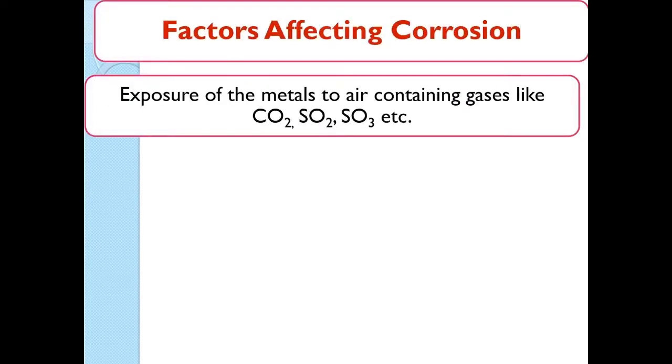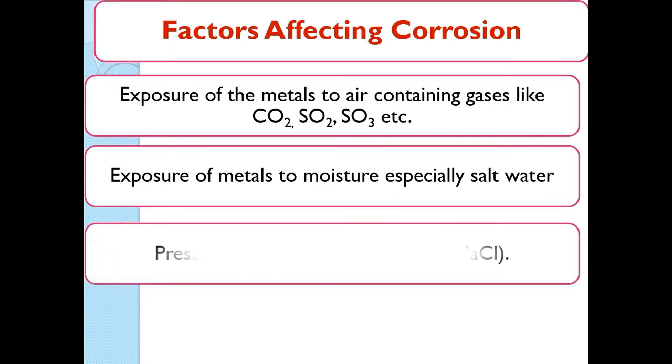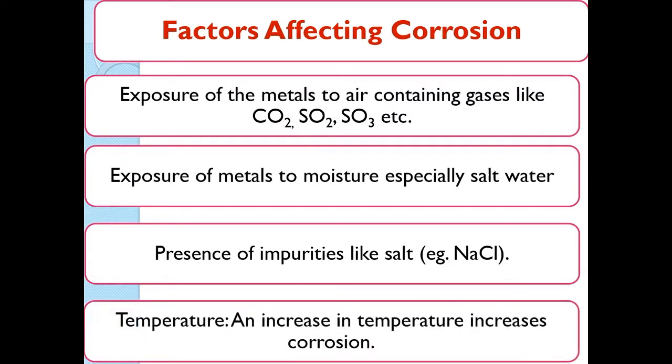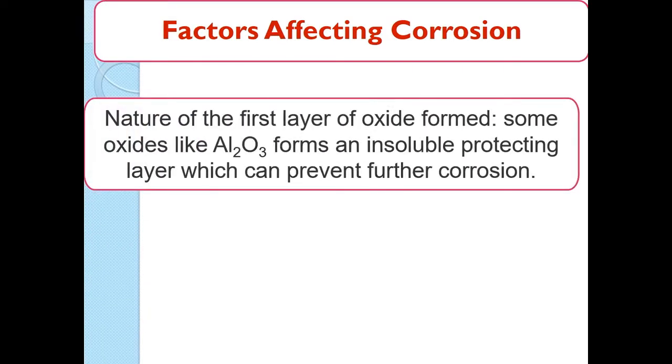Exposure of the metals to air containing gases like carbon dioxide, sulfur trioxide. Exposure of metals to moisture, especially salt water. Presence of impurities like salt. An increase in temperature increases corrosion. Nature of the first layer of oxide formed.